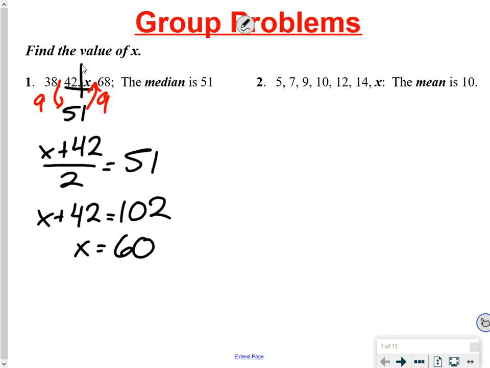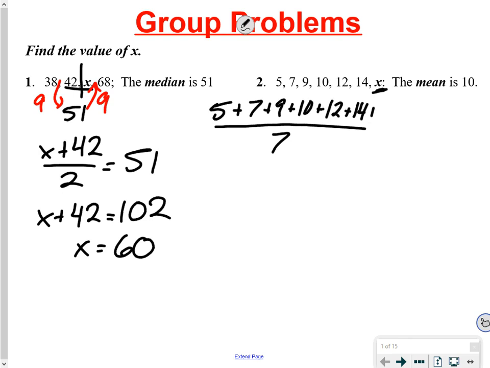In the next example, the mean is 10. How we find the mean is we add up all these data values, and that's including the one that we're looking for, and divide by how many data values we have. We have 7 values, so that means if we did 5 plus 7 plus 9 plus 10 plus 12 plus 14 plus x, that value we're looking for, we would get 10. It's important not to forget that x. If we divide that sum by 7, we would get 10.